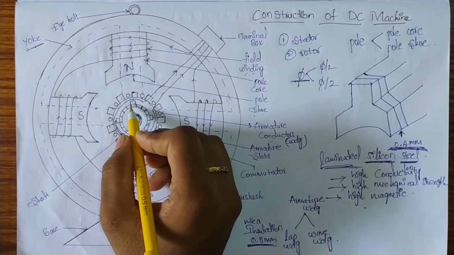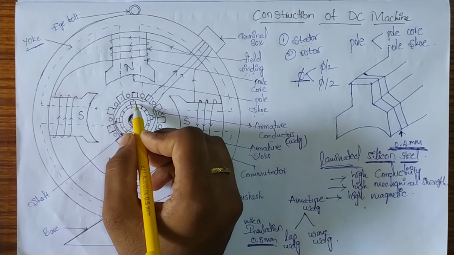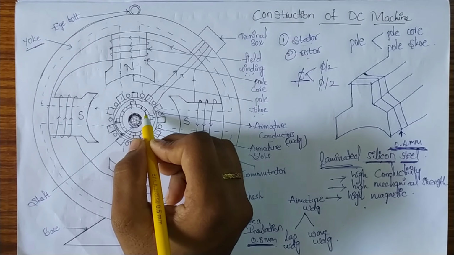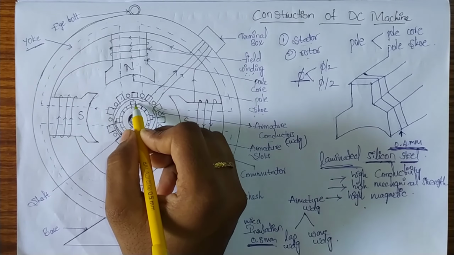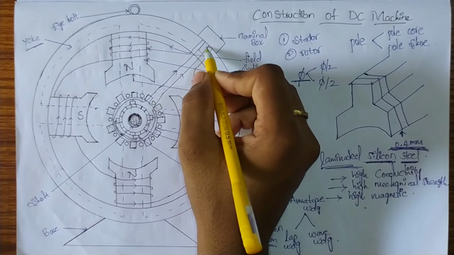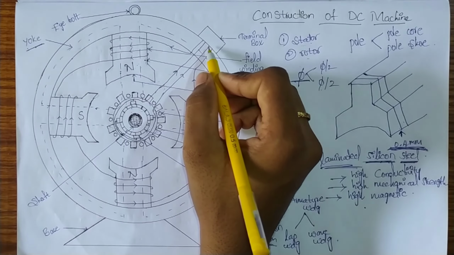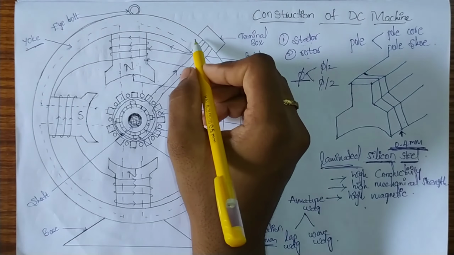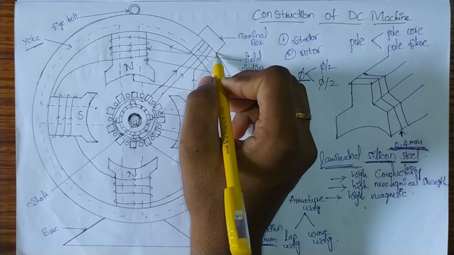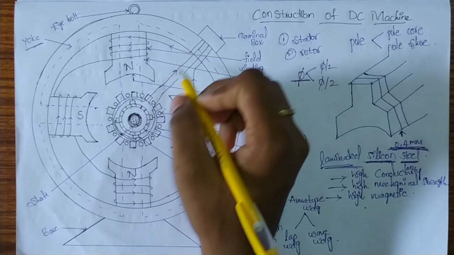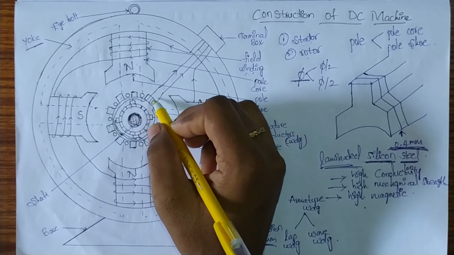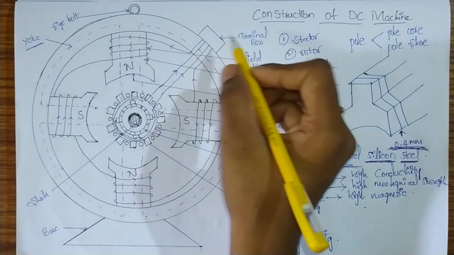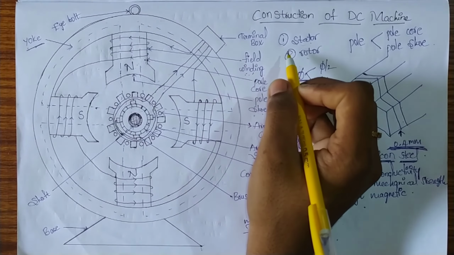These brushes collect the current from the armature via the commutator, and the brushes are directly connected to the terminal box for the outside loads. And here you can observe that this is a terminal box, where the field winding terminals and armature winding output terminals are connected to get an output to the output side loads.